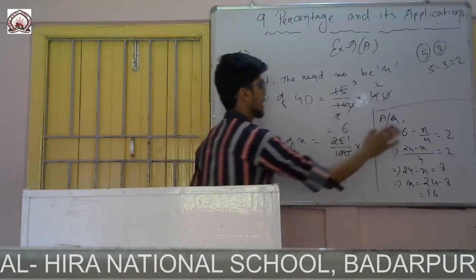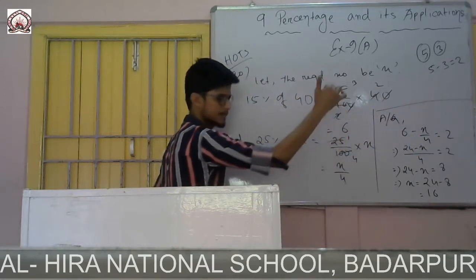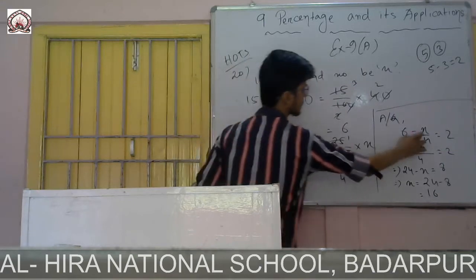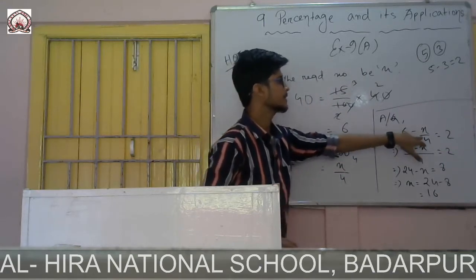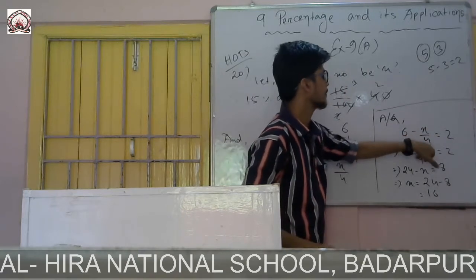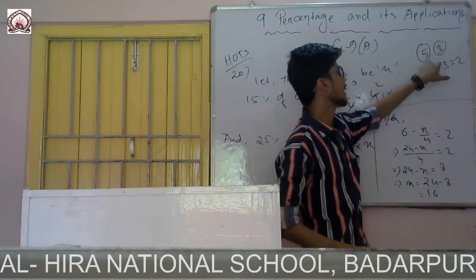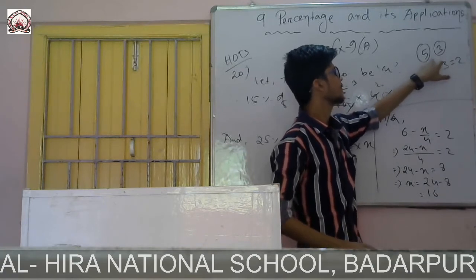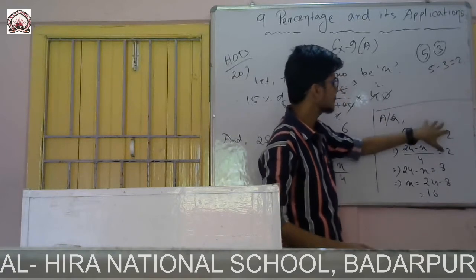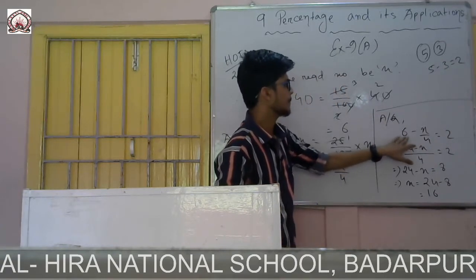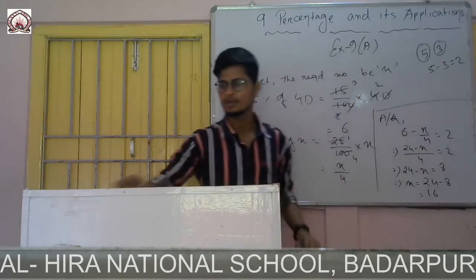So again you see, I wrote here directly. First of all I find the value: 15% of 40 is 6, and 25% of x is x by 4. The question says that this one is greater than that one by 2, that means this one minus this one equals 2. Just as 5 is greater than 3 by 2, that means 5 minus 3 equals 2. Same thing here: this number is greater than that one by 2, that means this one minus that one equals 2.